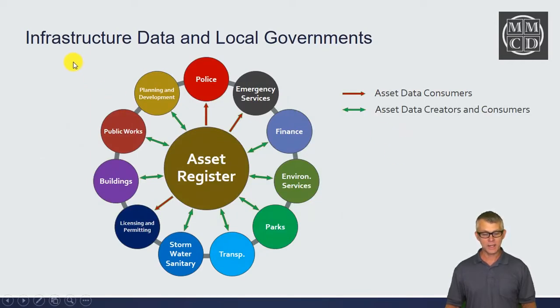Now, when we consider a local government asset register and the functions of a local government, as it turns out, most primary local government functions have a vested interest in infrastructure data. So you can see that we have asset data consumers, the red arrows, and asset data creators and consumers. Everything from emergency services, finance, environmental services, parks, transportation, stormwater, sanitary, licensing and permitting, buildings, public works, planning and development. So this really is something that, in my opinion, we need to get on top of, because it's all about sustainable infrastructure data management.